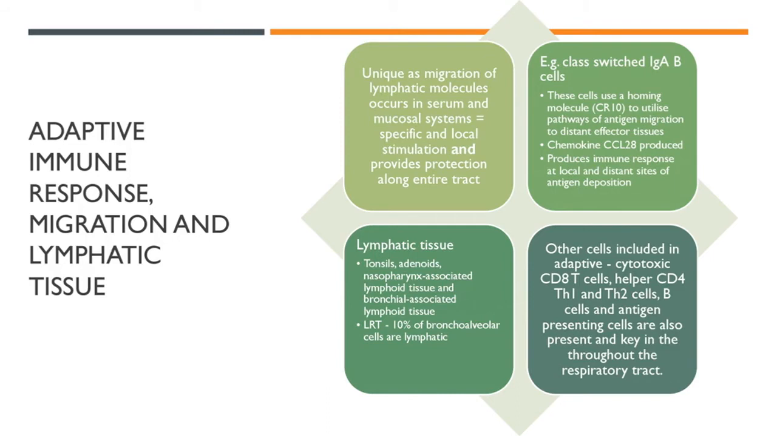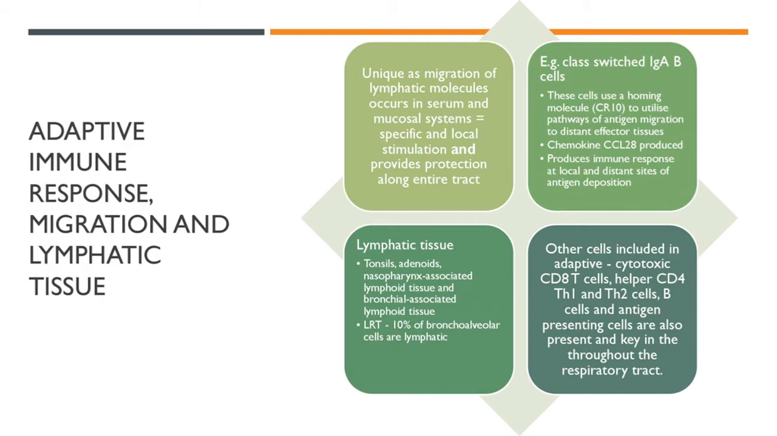The adaptive immune response in the respiratory tract is unique in that migration of lymphatic molecules occurs in both serum and mucosal systems. This migration facilitates very specific and local stimulation of the adaptive immune response that can protect the entire respiratory tract. An example of this specific yet widespread immune response is the production of class-switched IgA B cells. These express the homing molecule CCR10 at their surface, allowing them to individually utilize pathways of antigen migration, such as transnasal pathways, to distant effector tissues, such as mucosal epithelium.